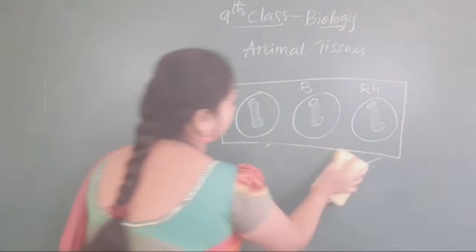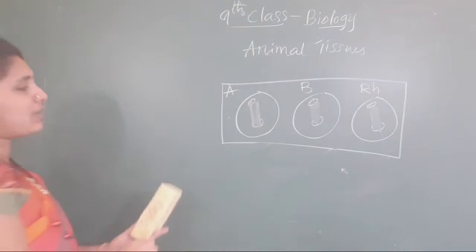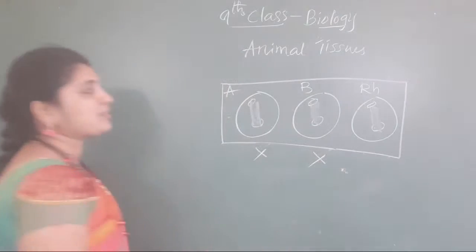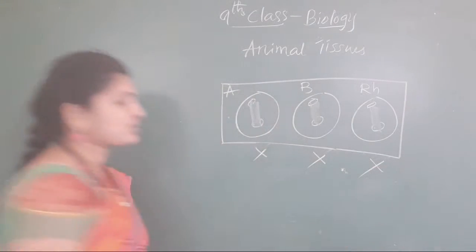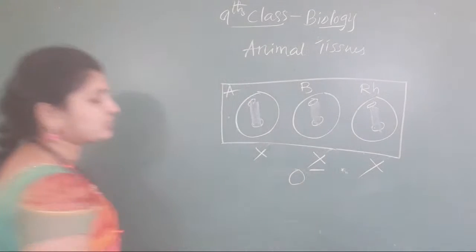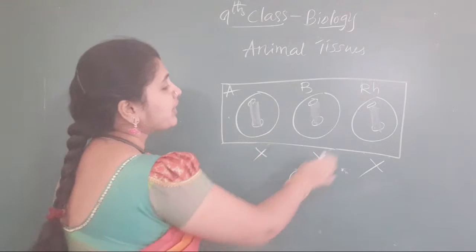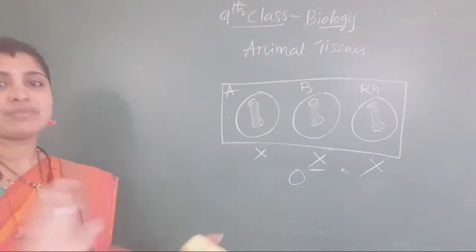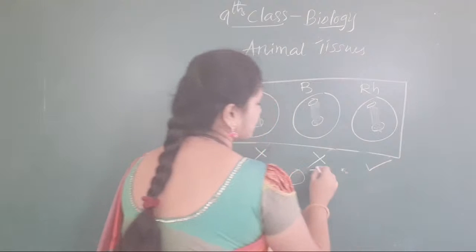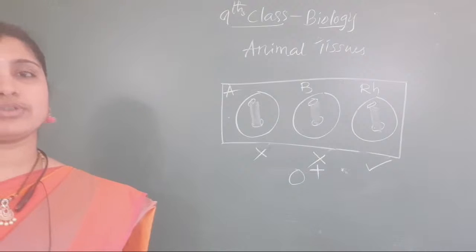Next one. No clumps in A, no clumps in B, no clumps in RH. What does it become? O negative. If A and B show no clumps, it is O. If RH also shows no clumps, O negative. If RH has shown clumps, O positive. This is about blood groups.